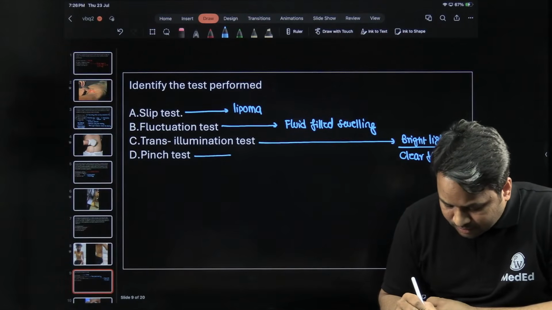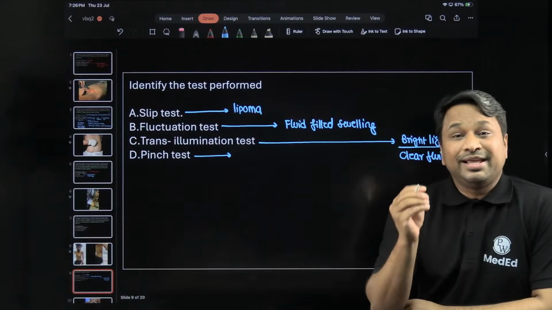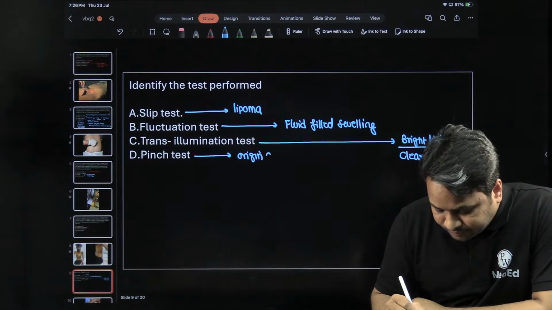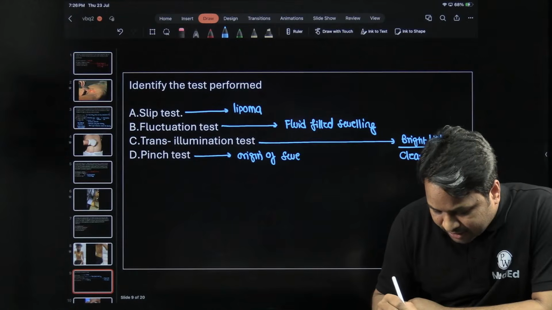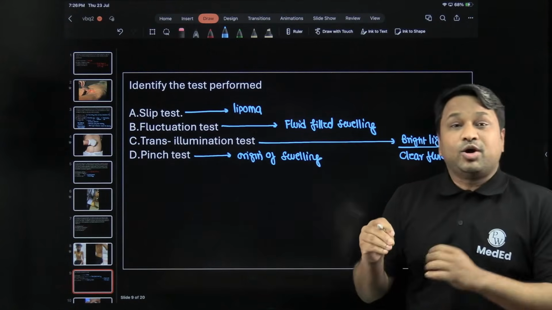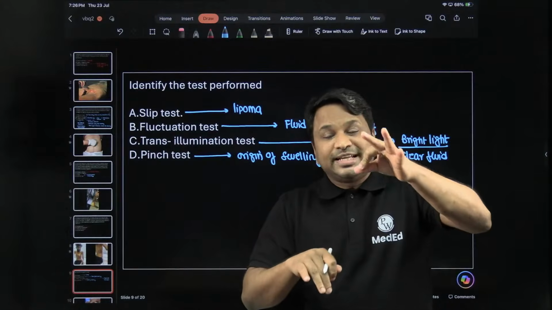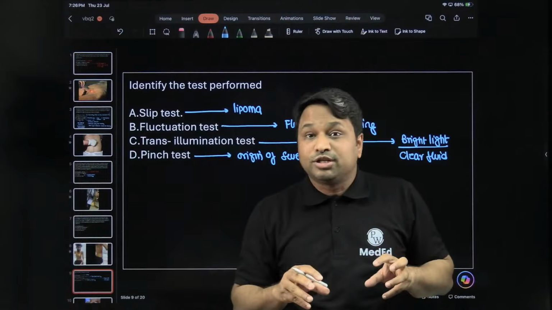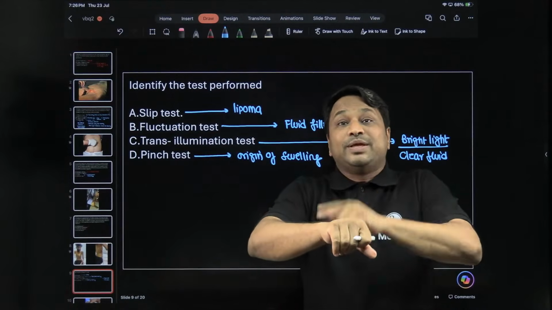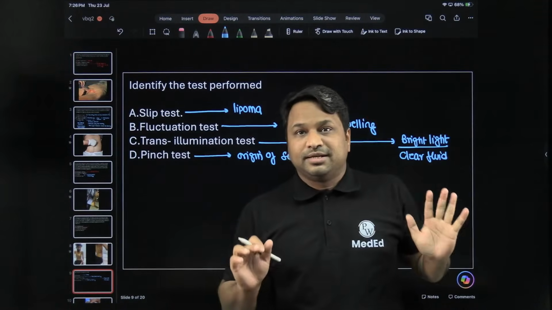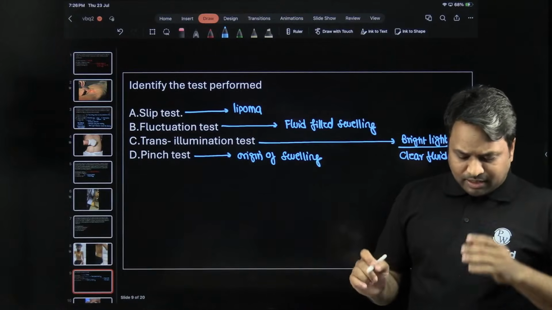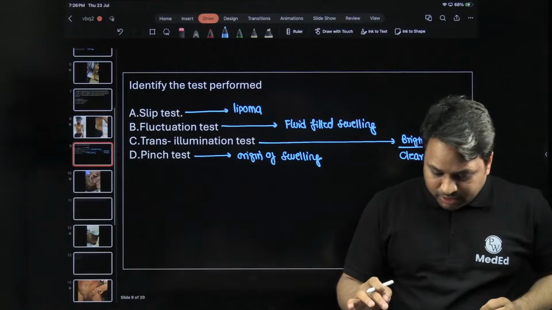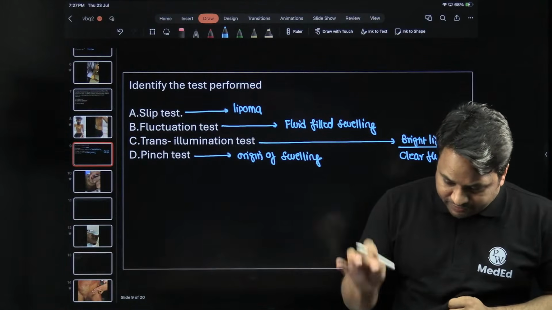Pinch test is done to identify the origin of the swelling. Is it originating from the skin or the underlying tissue? If the skin is pinchable, that means it is originating from the underlying tissue or structure. If the skin is not pinchable, that means the swelling is arising from the skin itself. As simple as that. All right? Okay. Now, I'm going to show you the video and I want you to identify what is the sign or the test that we have performed.